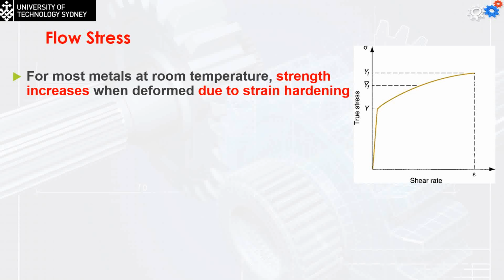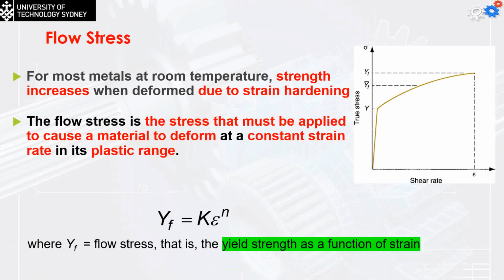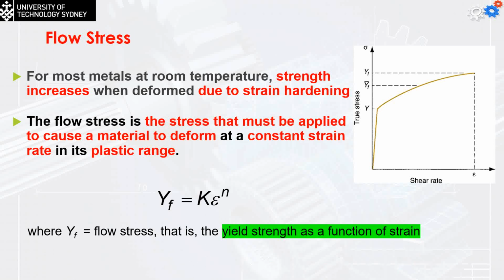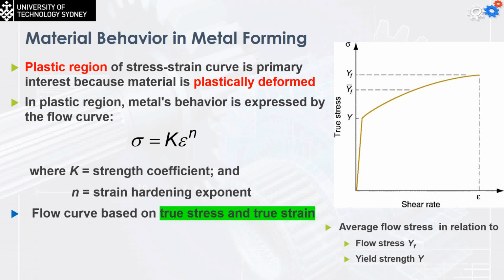The flow stress definition is the stress that must be applied to cause the material to be deformed at a constant strain rate in the plastic range. I highlight these things in red because you have to remember what the definition of these names. The flow stress is defined by the equation we mentioned earlier: YF, the flow stress, is equal to K multiplied by epsilon to the power n. For the K and the epsilon, we mentioned that earlier in the previous page. K is the strength coefficient for the material, and n is the strain hardening exponent. And once again, it's different from one material to another.